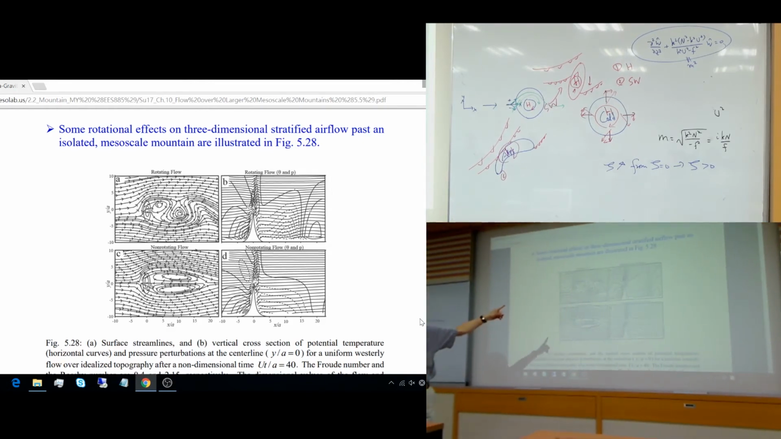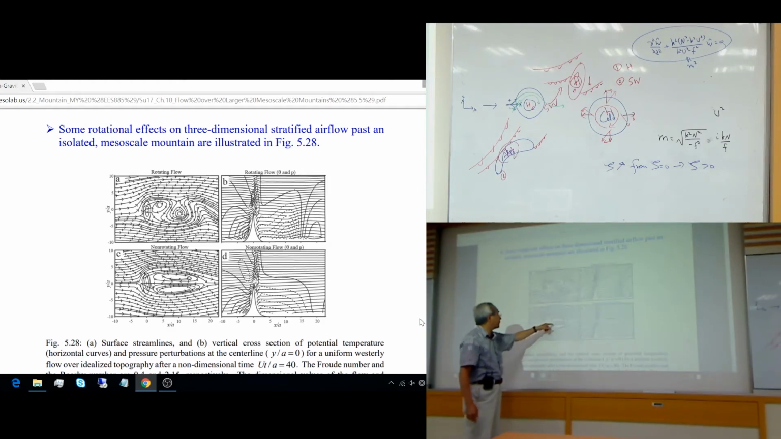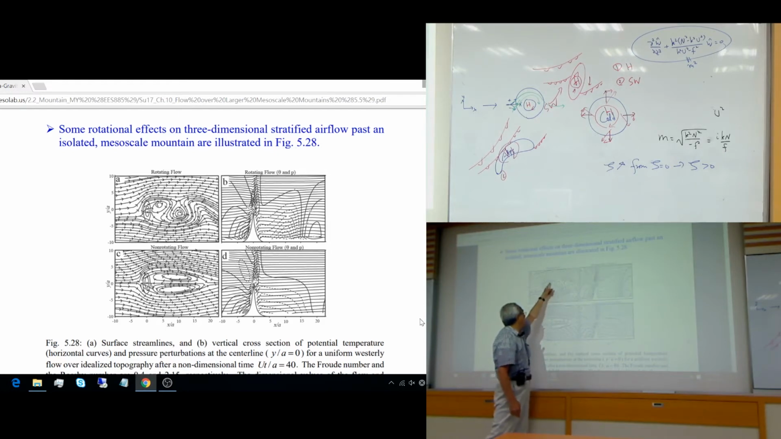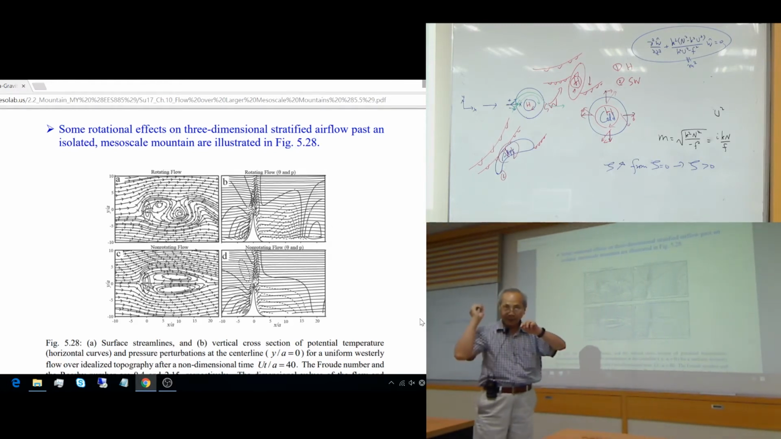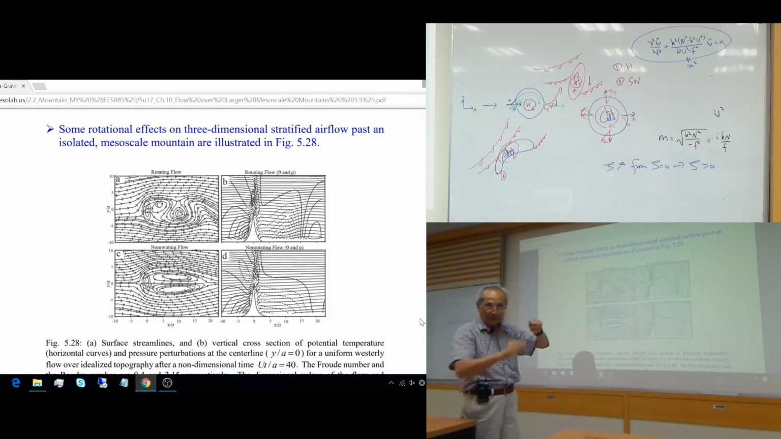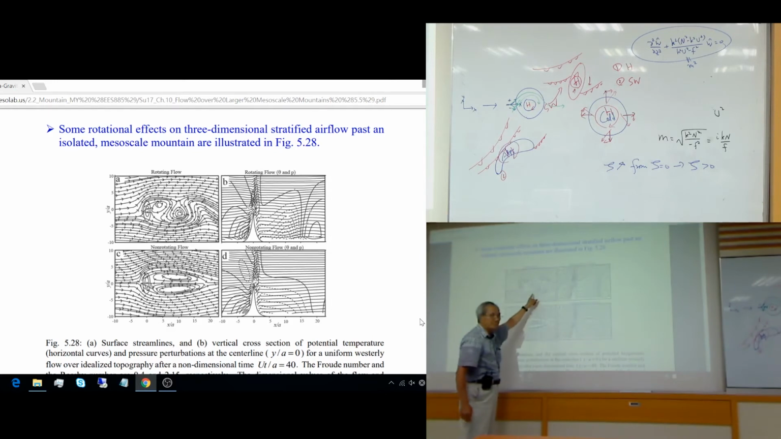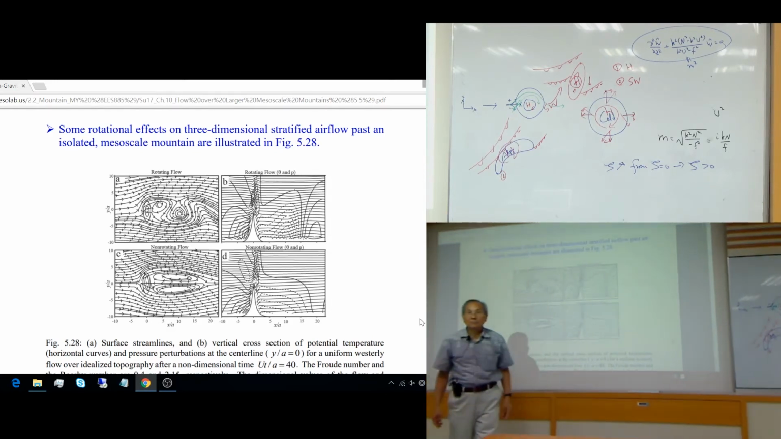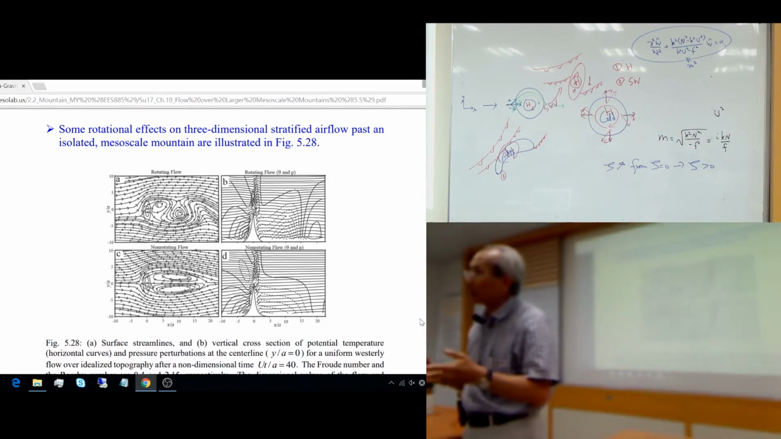Now, if you add f, what's going to happen? These two will break up. So then you have one by one. This one is negative vorticity, this one positive vorticity. They split, and then they start to go downstream. And what kind of phenomenon is this? Vortex shedding. Okay, that's von Karman vortex shedding.